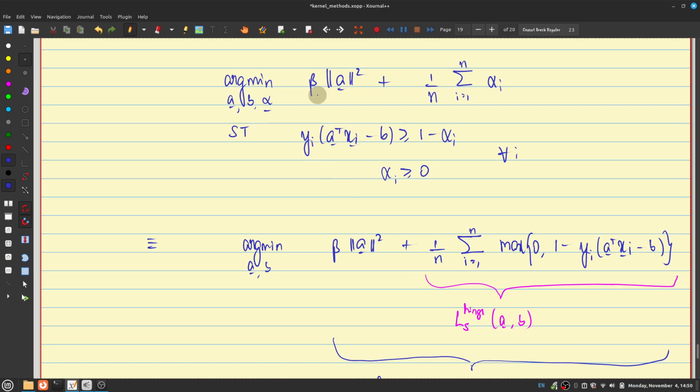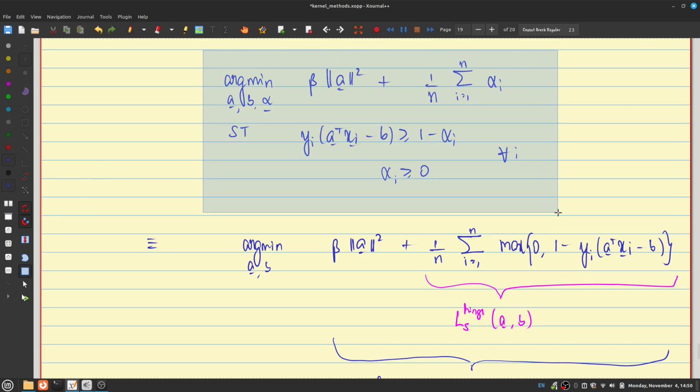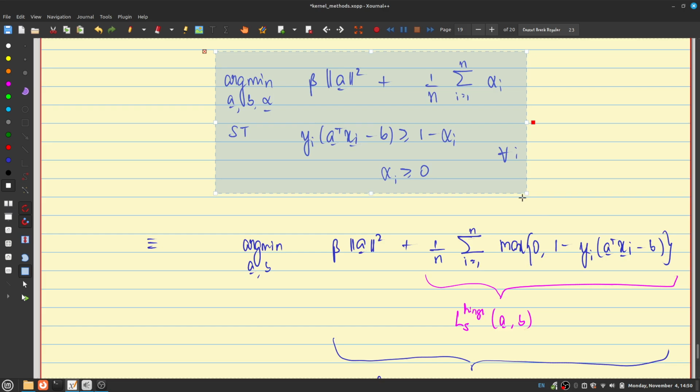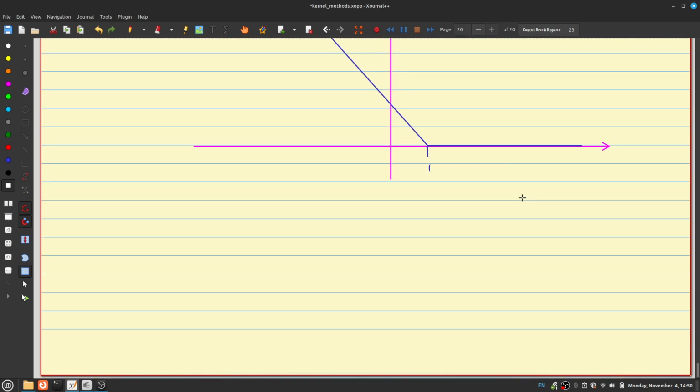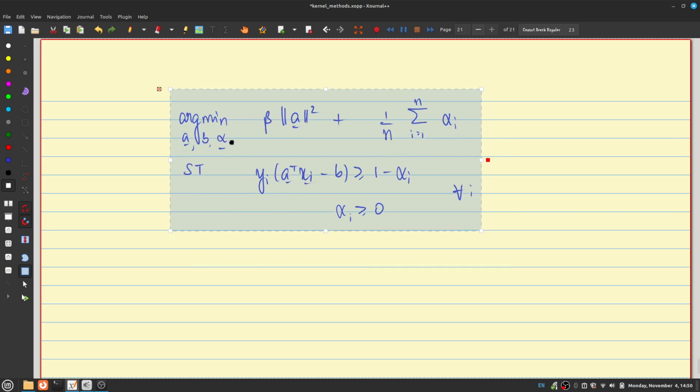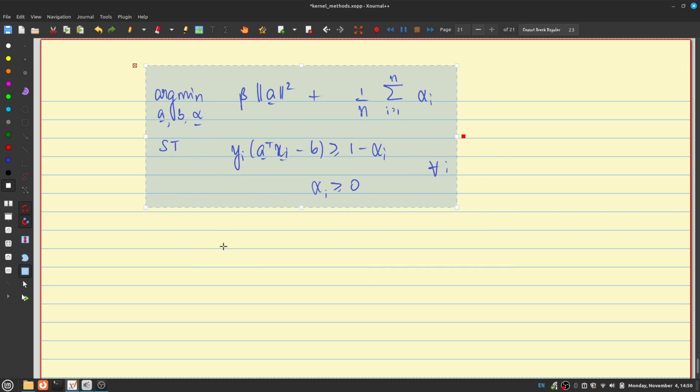But first, let's see why these two problems are equivalent. Right? And that's fairly straightforward. So this is the original optimization problem that I had.